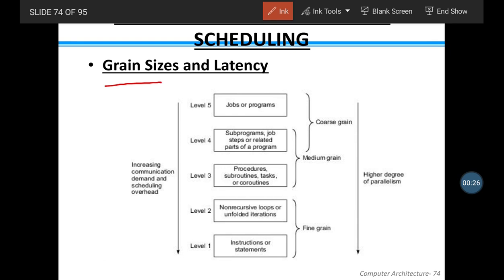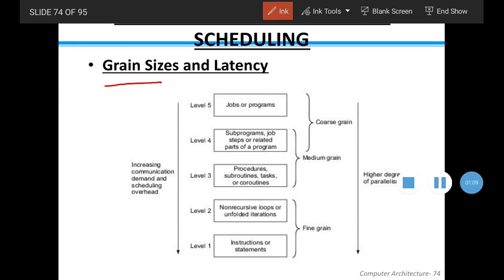So grain size, also called granularity, is a measure of the amount of computation involved in the software process. In a program, it is just a measure of the amount of computation involved, that is called grain size. The simplest measure is to count the number of instructions in the grain. Okay, so a grain is nothing but a program segment.